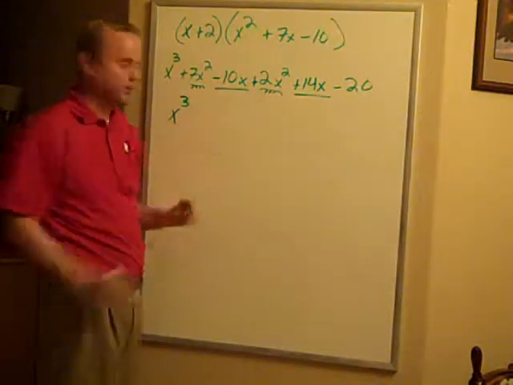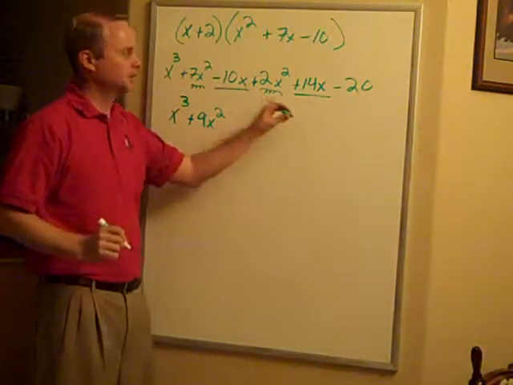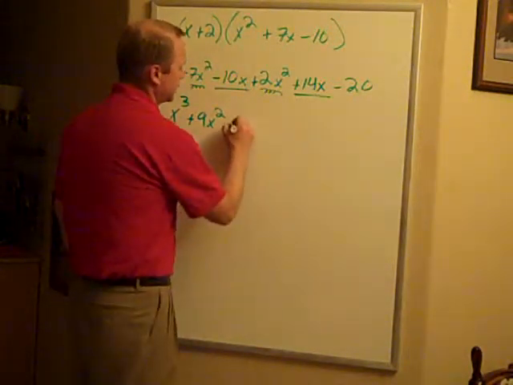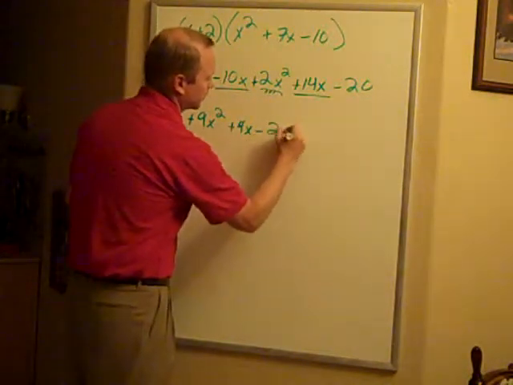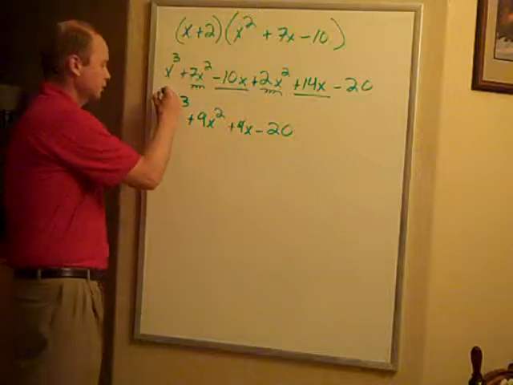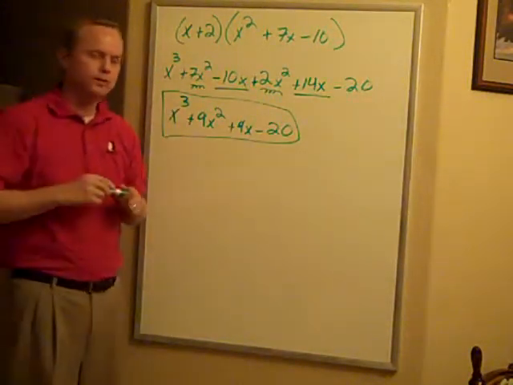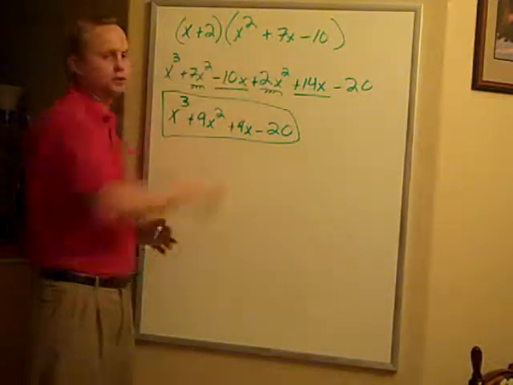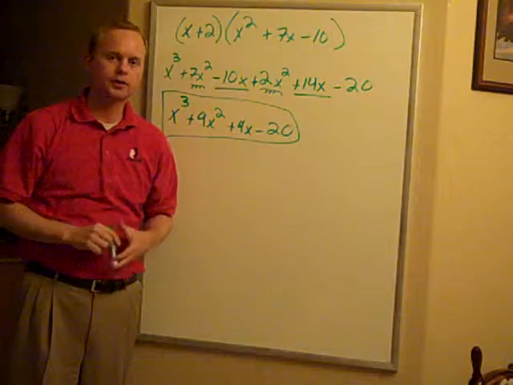7x squared plus 2x squared would give me 9x squared. Negative 10x plus 14x gives me plus 4x. And then right at the end I have minus 20. Okay, so again, this is our answer, but really all we're using is the distributive property. We're just having to distribute the x first and then the 2 to everything inside of it. And then we're combining all of our like terms.